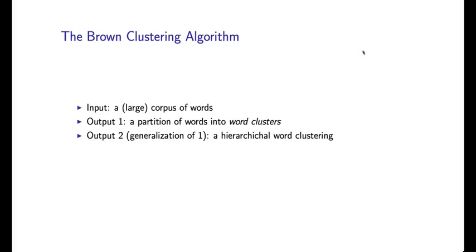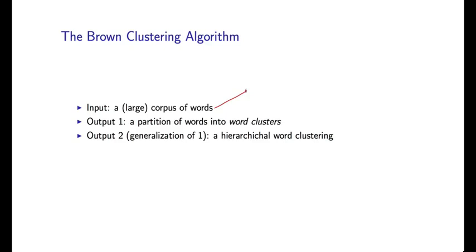So the input to the Brown clustering algorithm is a corpus of words, or rather sentences. This could potentially be quite large. We might use a few million or a few tens of millions or even a few hundreds of millions of sentences. And as I said, one advantage of the Brown method is that it doesn't require annotated data, so you can just use raw unannotated text that you might find on the web or in newswire data or various other sources.